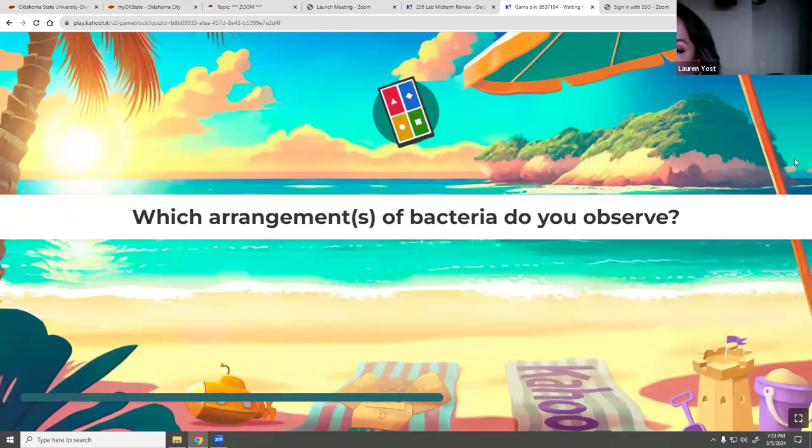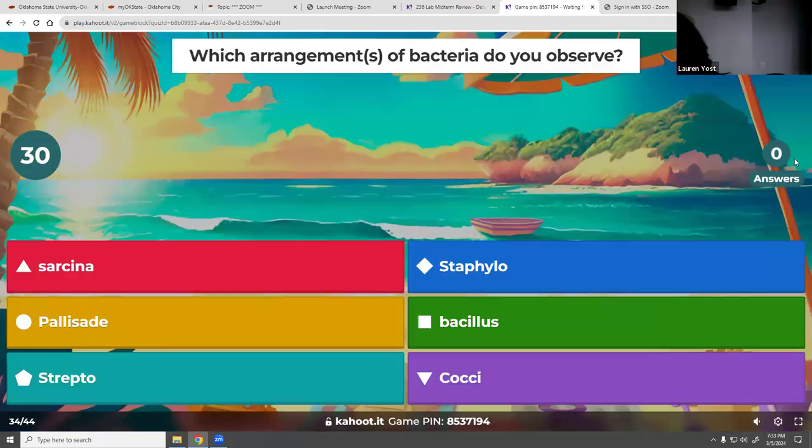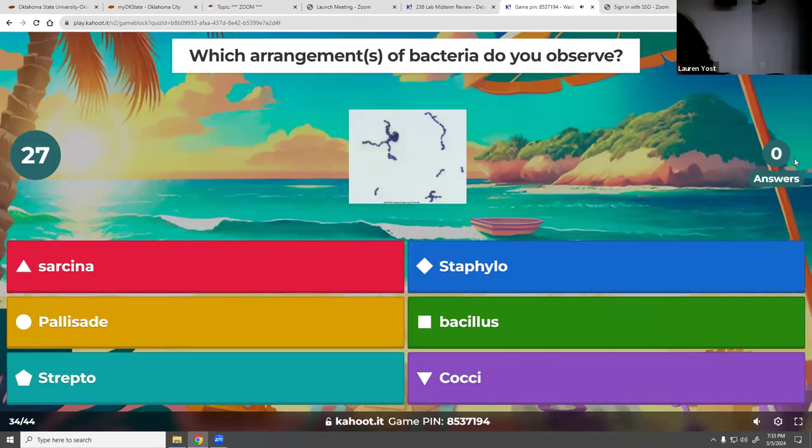Which arrangements of bacteria do you observe? I will say it's just one.